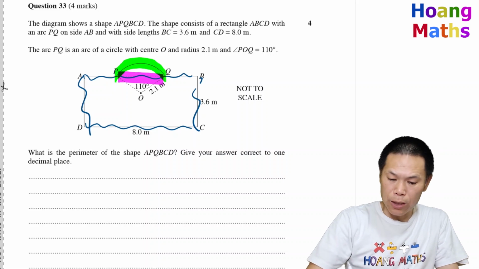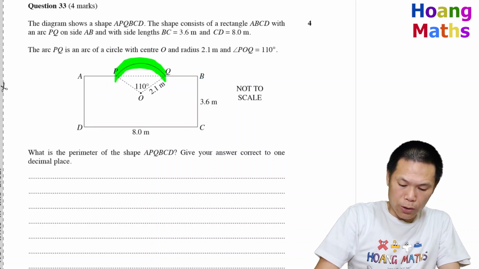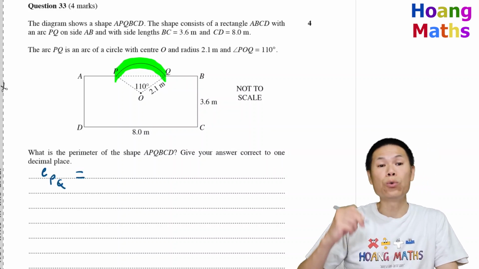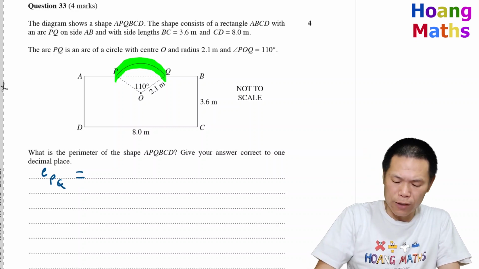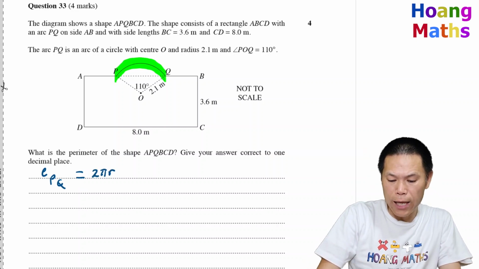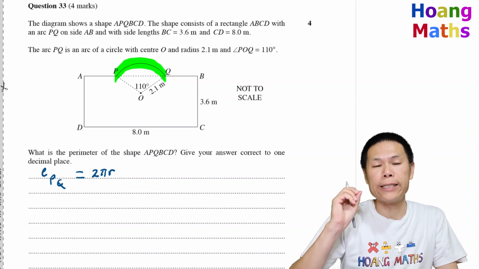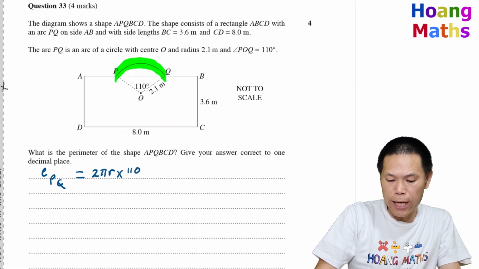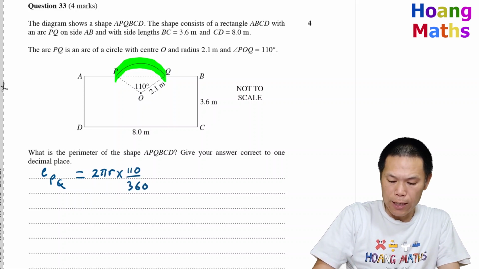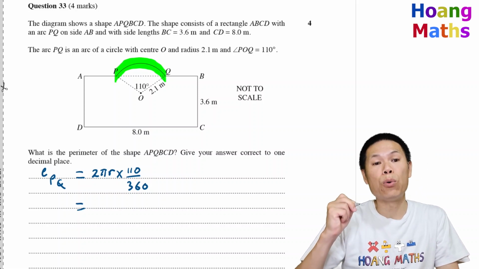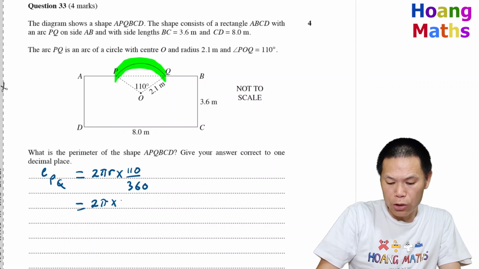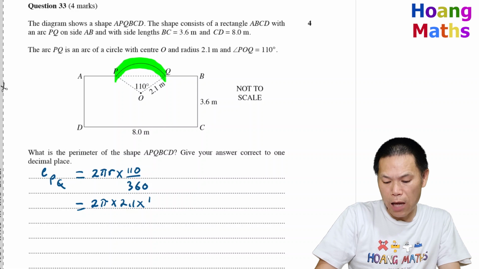So the arc length of PQ, let me clear this first. We write L_PQ is equal to, because it is an arc length, the circumference of the circle, 2 pi r. And we only need 110 degrees out of 360 degrees, so times 110 out of 360. We know the radius is 2.1 meters. So we go 2 pi times 2.1 times 110 over 360.